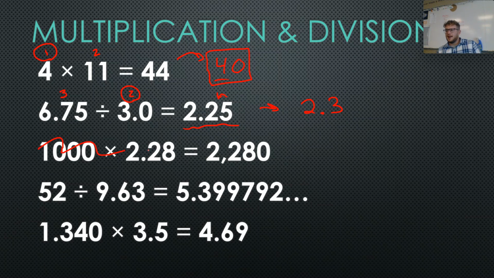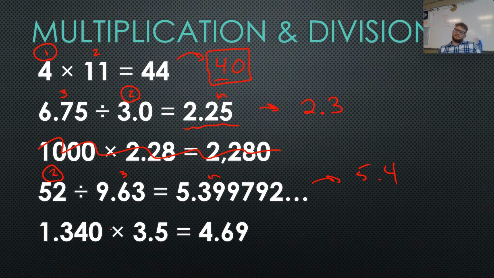We're not going to do the next one because I'm not going to ask you one like that. 52 divided by 9.63. Well, in this case, 52 has 2 sig figs. 9.63 has 3 sig figs. So I'm going to round my answer to 2 sig figs. And so here, 5.399792, that's got a ton of significant digits in it. I only need 2 though. So what's the closest number I can get to this that only has 2 sig figs? Well, that 9 can bump up that 3, so I just have 5.4.